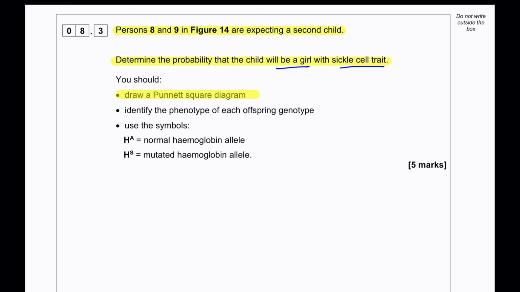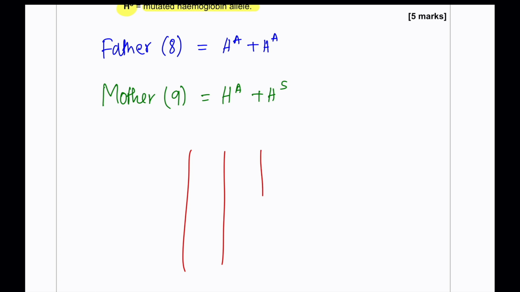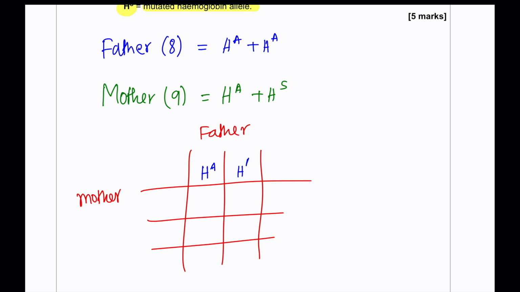Draw a Punnett square diagram. Identify the phenotype of each offspring. Genotype. Use the symbols HA for normal hemoglobin and HS for mutated hemoglobin. So father is 8, which is HA HA in both of his alleles. Mother is a carrier, which is 9, has HA plus HS. So let's do the Punnett square now. Sorry, father has HA HA and mother is HAHS.